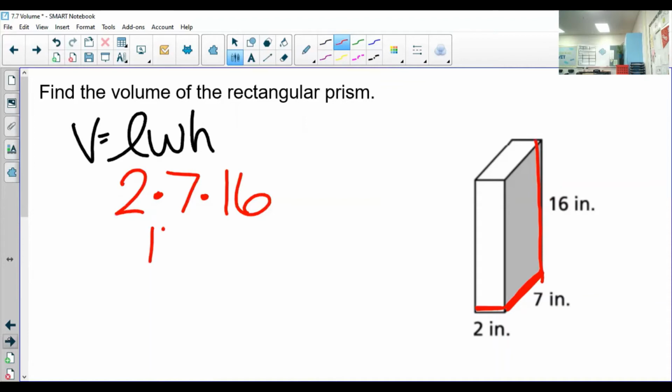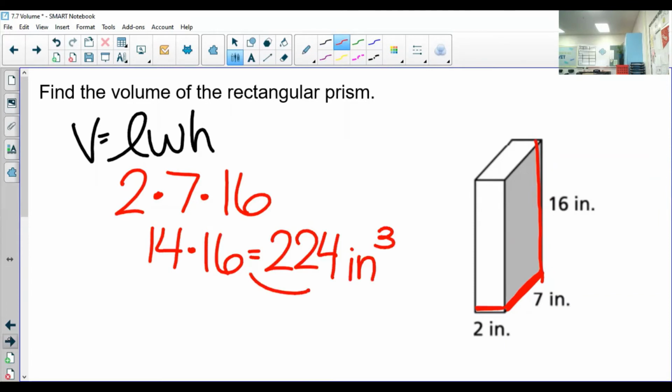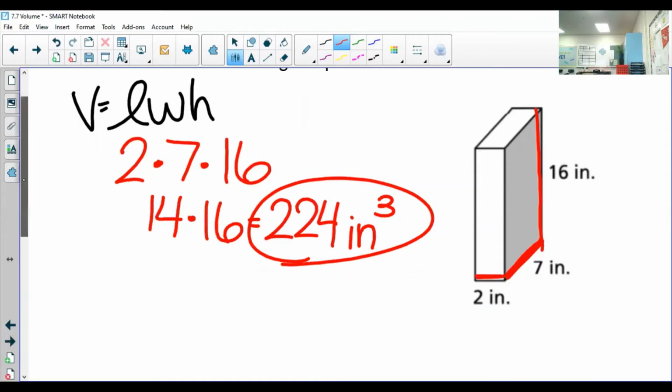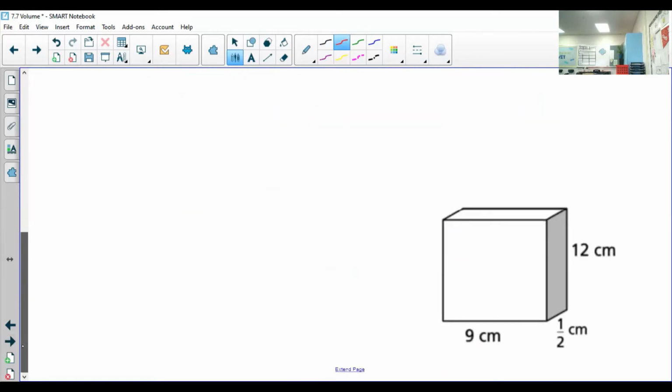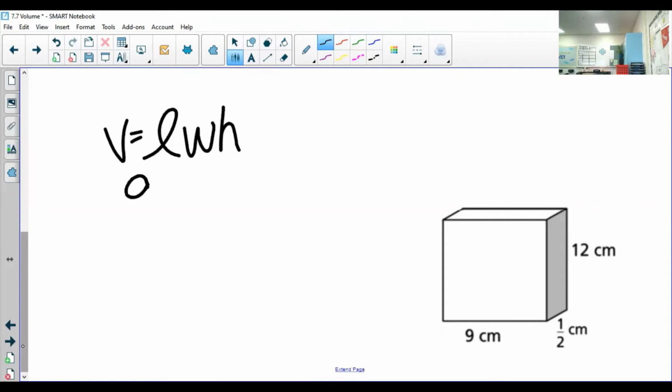2 times 7 is 14. 14 times 16 is 224 inches cubed, because there's 3 of them, all right? And this is pretty basic. These are just these 3 numbers, plug them in and multiply, okay? Now we're going to have one with a fraction in it, but we're going to do the same thing. Volume equals length times width times height, okay? So I'm just going to plug in my numbers.